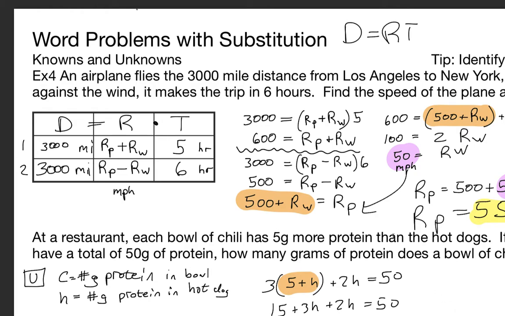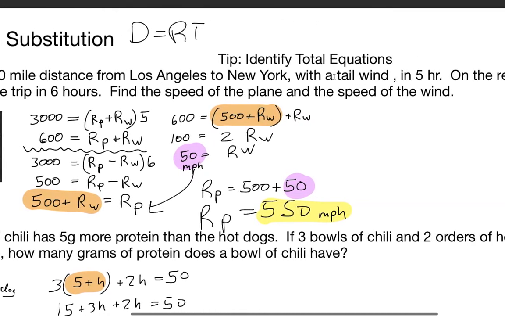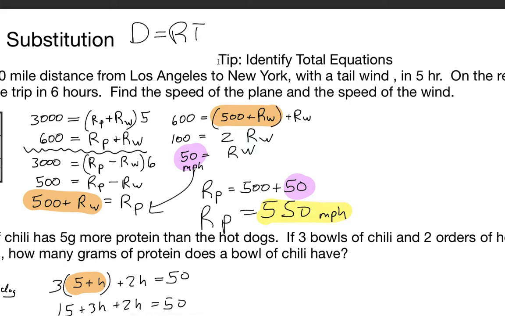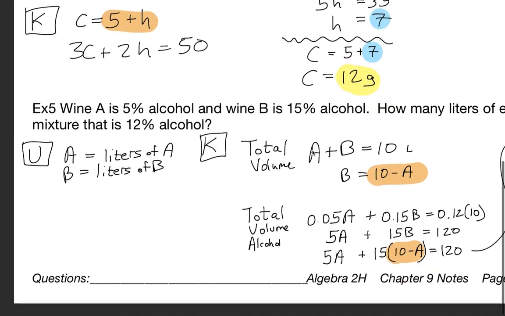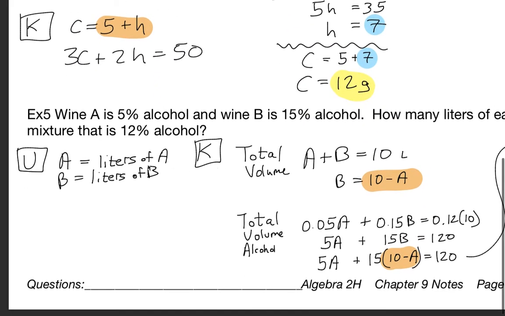We're going to talk about some word problems with substitution. So this is going to be big. Make sure you know knowns and unknowns. And here's another tip. Sometimes it's really good to think about things in terms of their total equations. Identify total equations. It's going to come up in a big way down here.